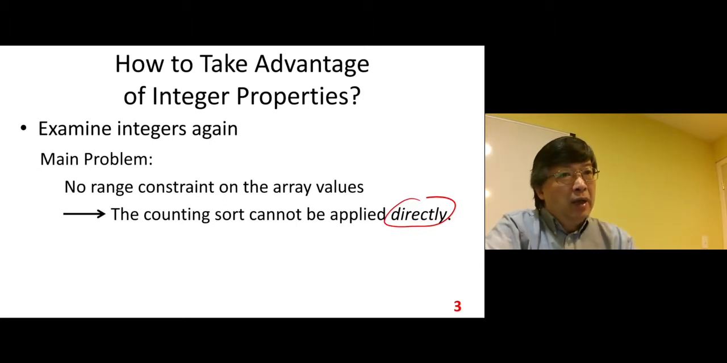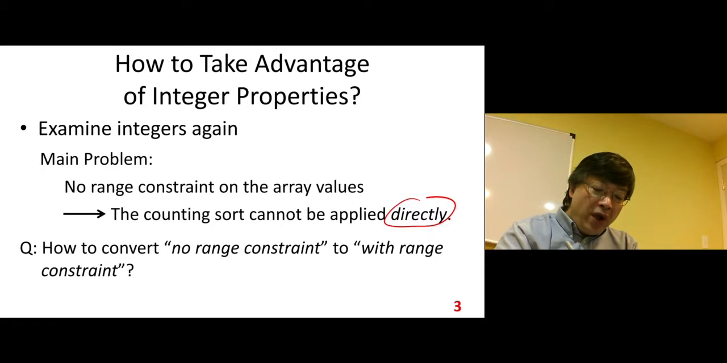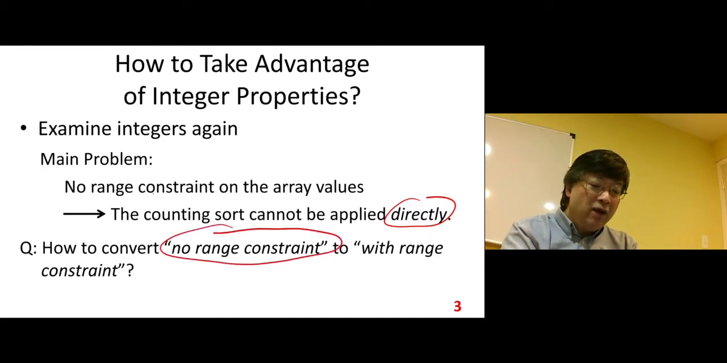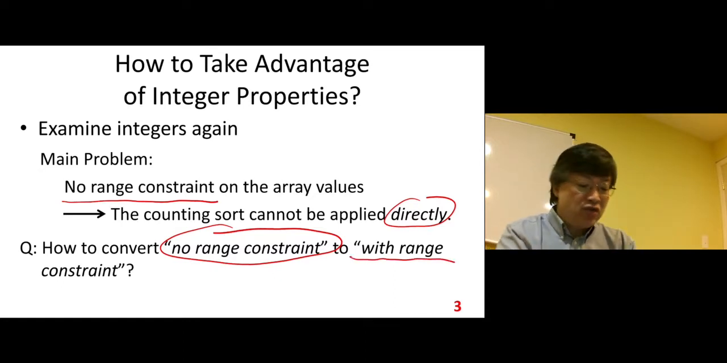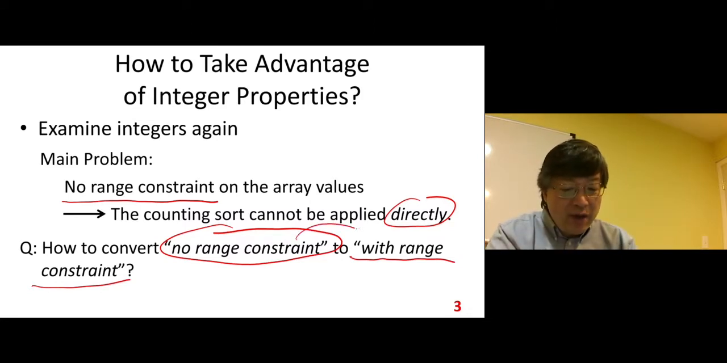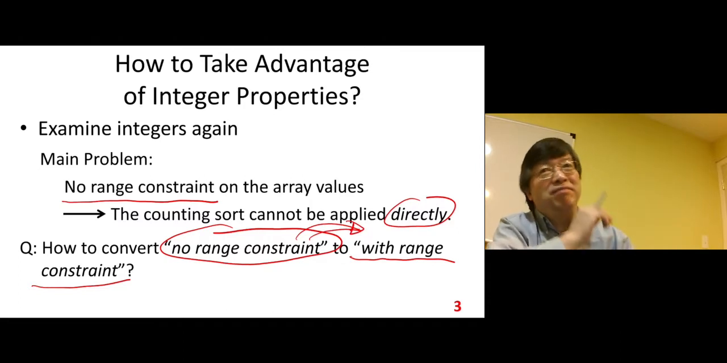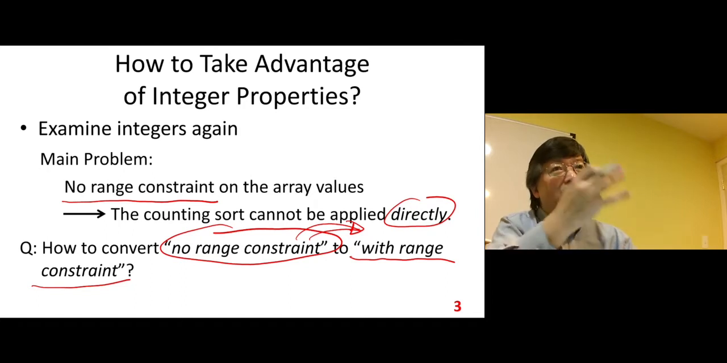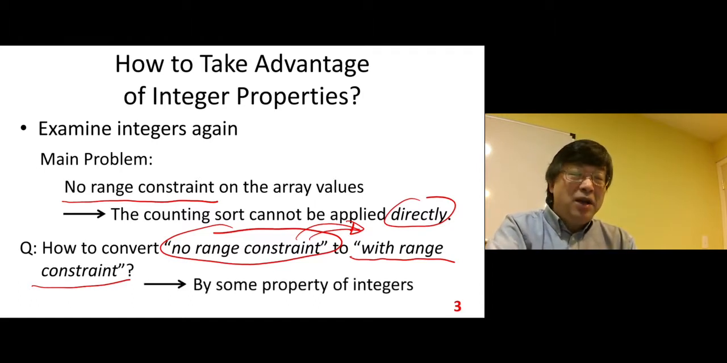Now the question: how to convert from no range constraint to with range constraint? Can we bridge the gap in this way? If we can do that, then we can apply the counting sort directly. So let's try, using some properties of integers.